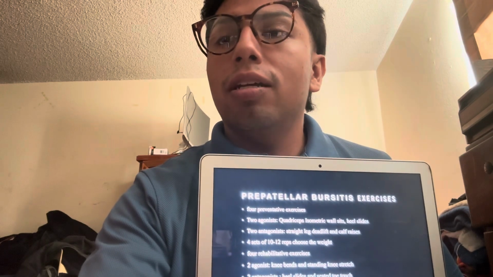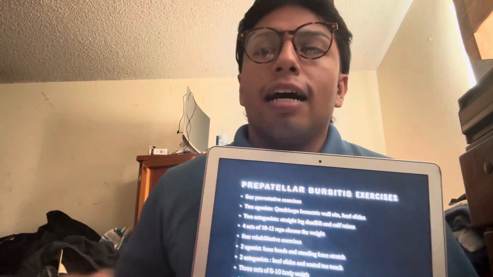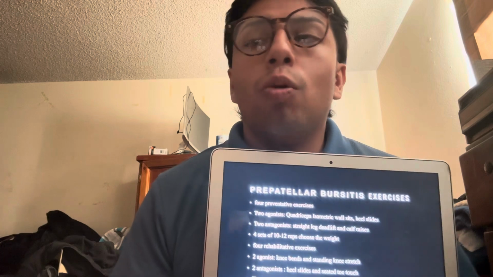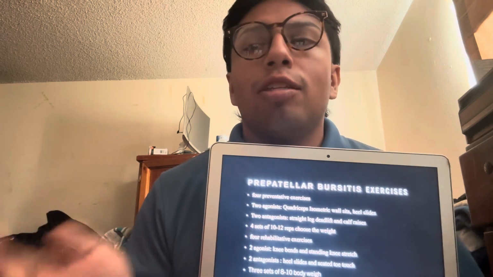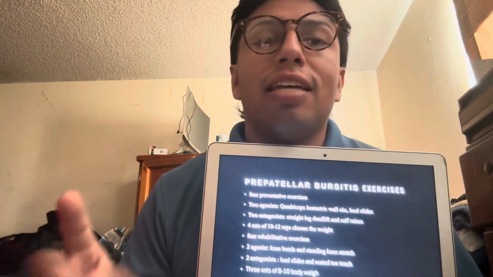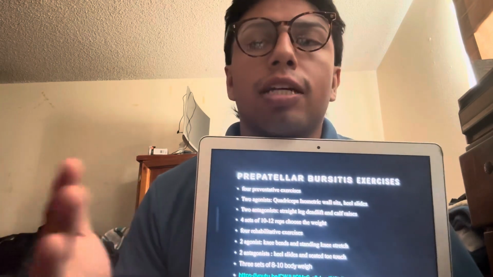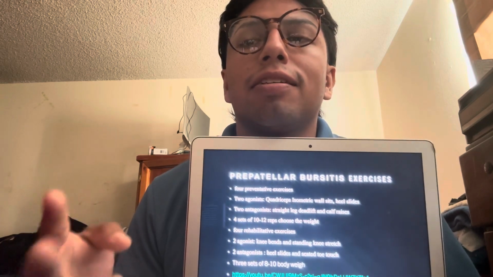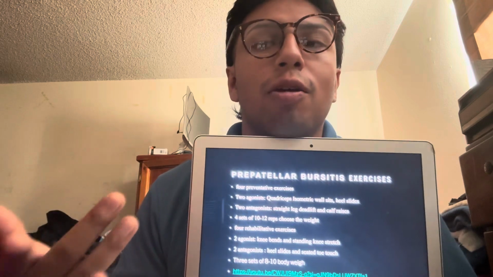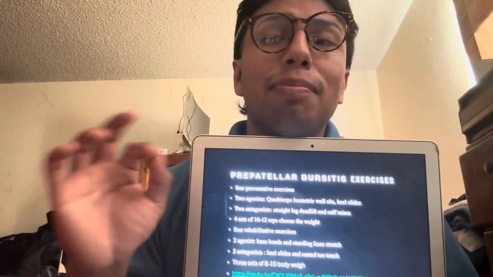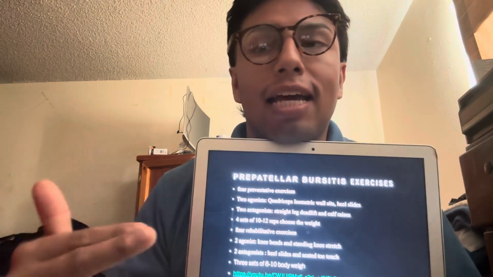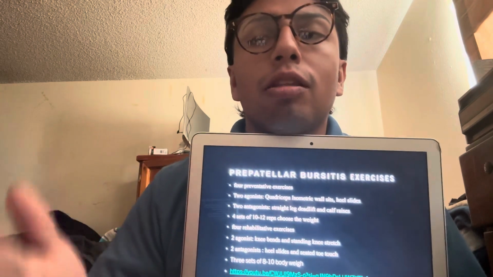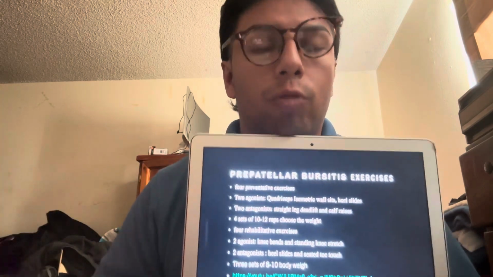Okay, so the patellar bursitis exercises would be 4 preventative exercises. 2 agonists for this would be quadriceps isometric wall sits and heel slides. 2 antagonists for this would be straight leg deadlifts and calf raises. 4 sets of 10 to 12 reps, you choose the weight. The 2 rehabilitative agonists would be knee bends and standing knee stretch, and the 2 antagonists would be heel slides and seated toe touch. And this typically would be 3 sets of 8 to 10 body weight, since you are recuperating.